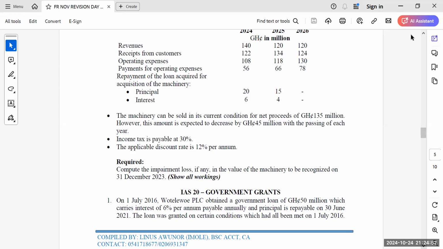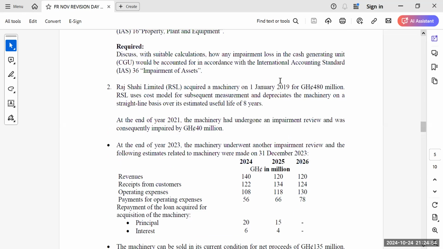Okay, so the first one, please. You see this thing that they are giving you over here, don't be excited. Although they have given you the first impairment value to be 40 million, what you have to do is find the carrying value of the asset at the time you are carrying out the next impairment. So at the end of 2021, what should be the carrying value of the asset? The asset was purchased on 1st January 2019 for 480, isn't it? Okay, so we are doing the first impairment at the end of 2021, isn't it?